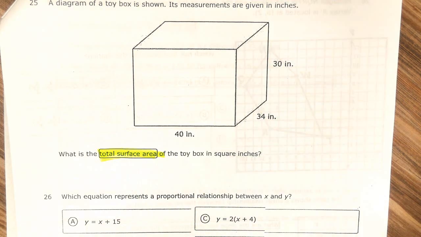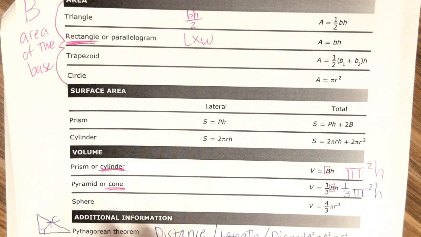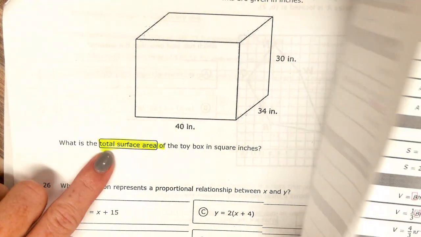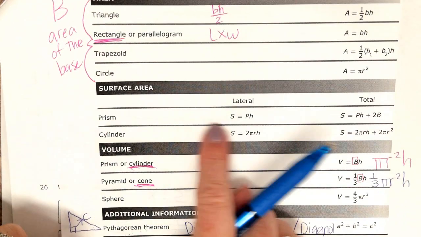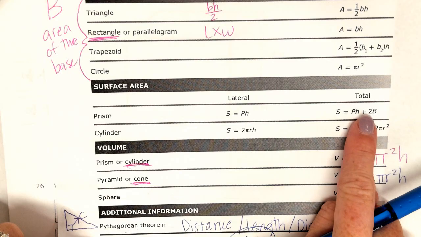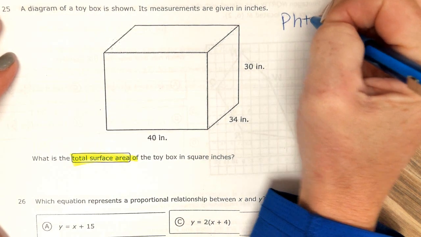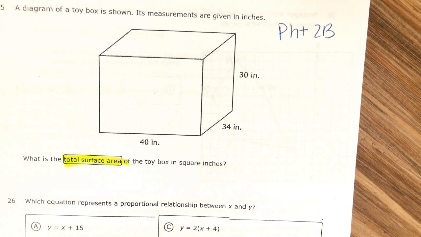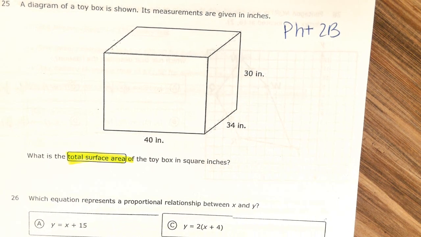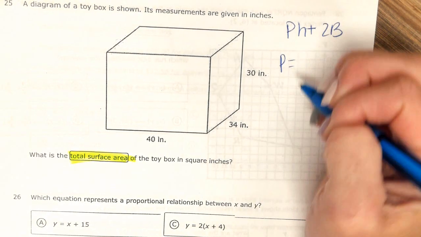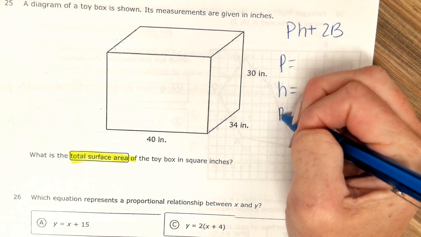So I'm going to go to my star chart to surface area of a prism. And they ask for the total. So I don't use this one, I use this one. So write down the formula pH plus 2B. Everybody should be writing it down. To use this formula, what do I need? A P, an H, and a B.